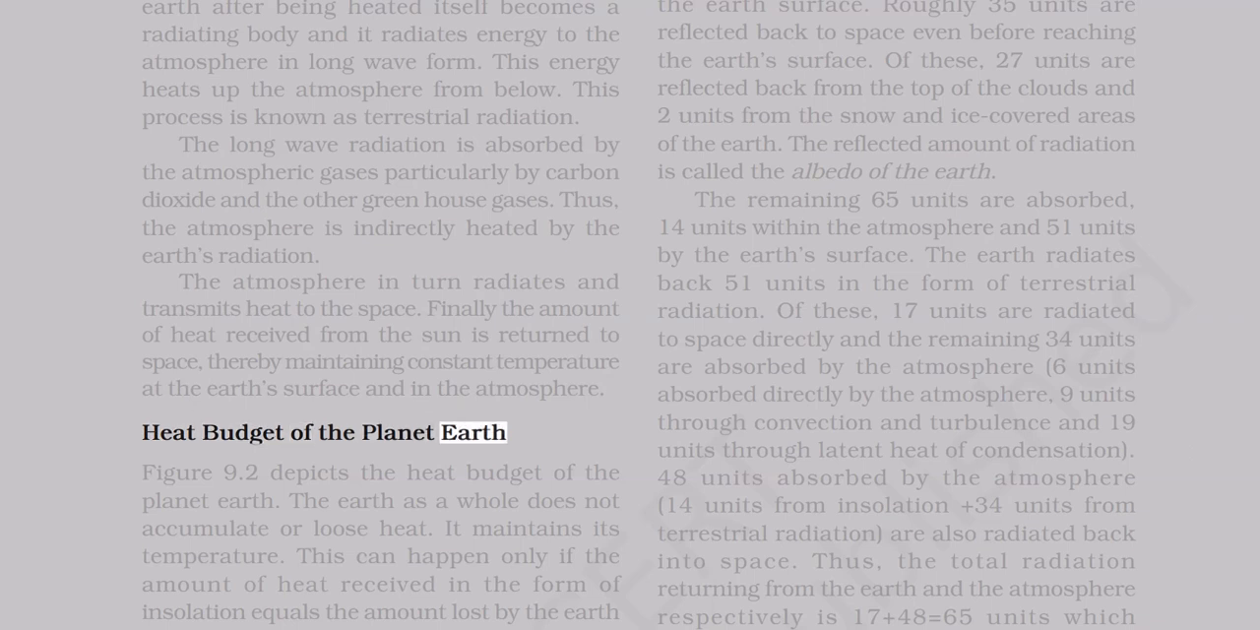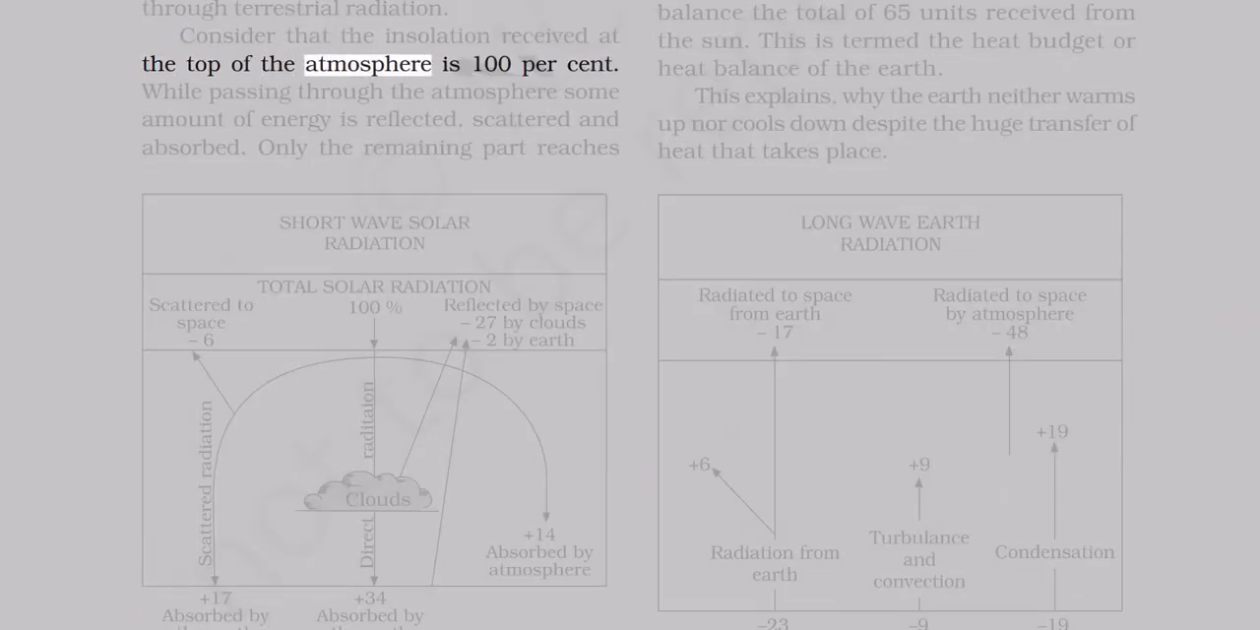Heat budget of the planet Earth. Figure 8.2 depicts the heat budget of the planet Earth. The Earth as a whole does not accumulate or lose heat. It maintains its temperature. This can happen only if the amount of heat received in the form of insolation equals the amount lost by the Earth through terrestrial radiation. Consider that the insolation received at the top of the atmosphere is 100%. While passing through the atmosphere, some amount of energy is reflected, scattered and absorbed. Only the remaining part reaches the Earth's surface.